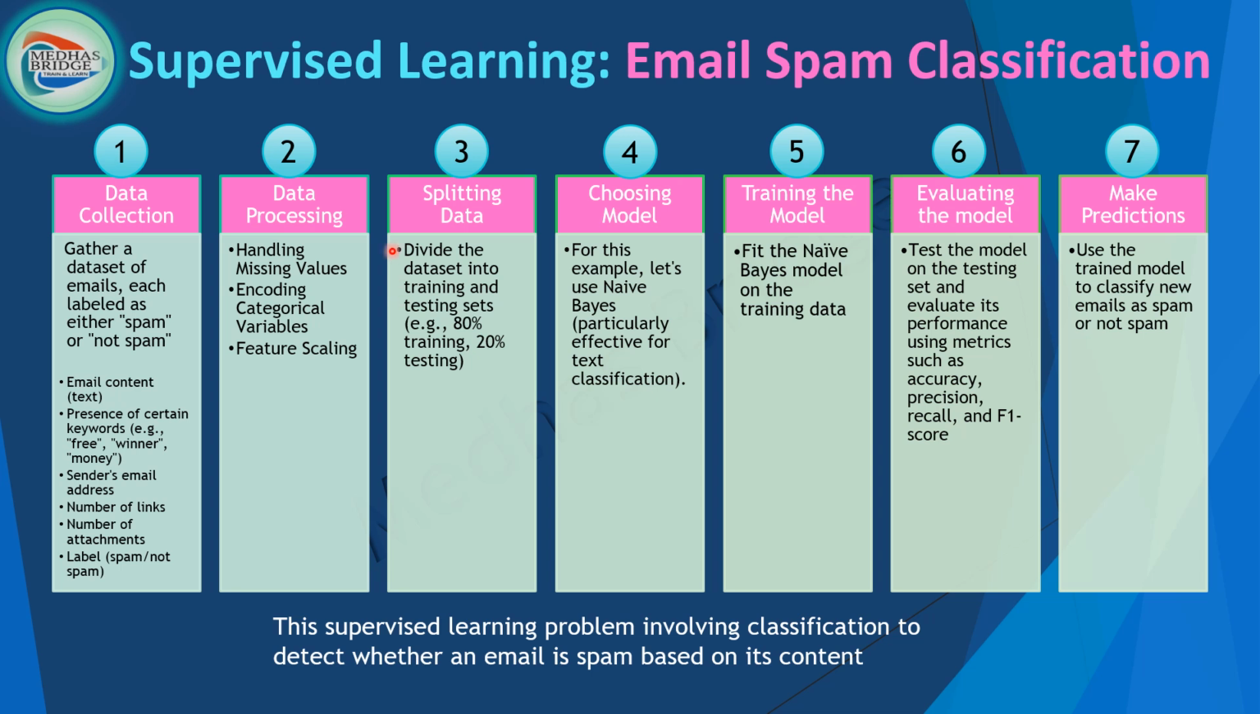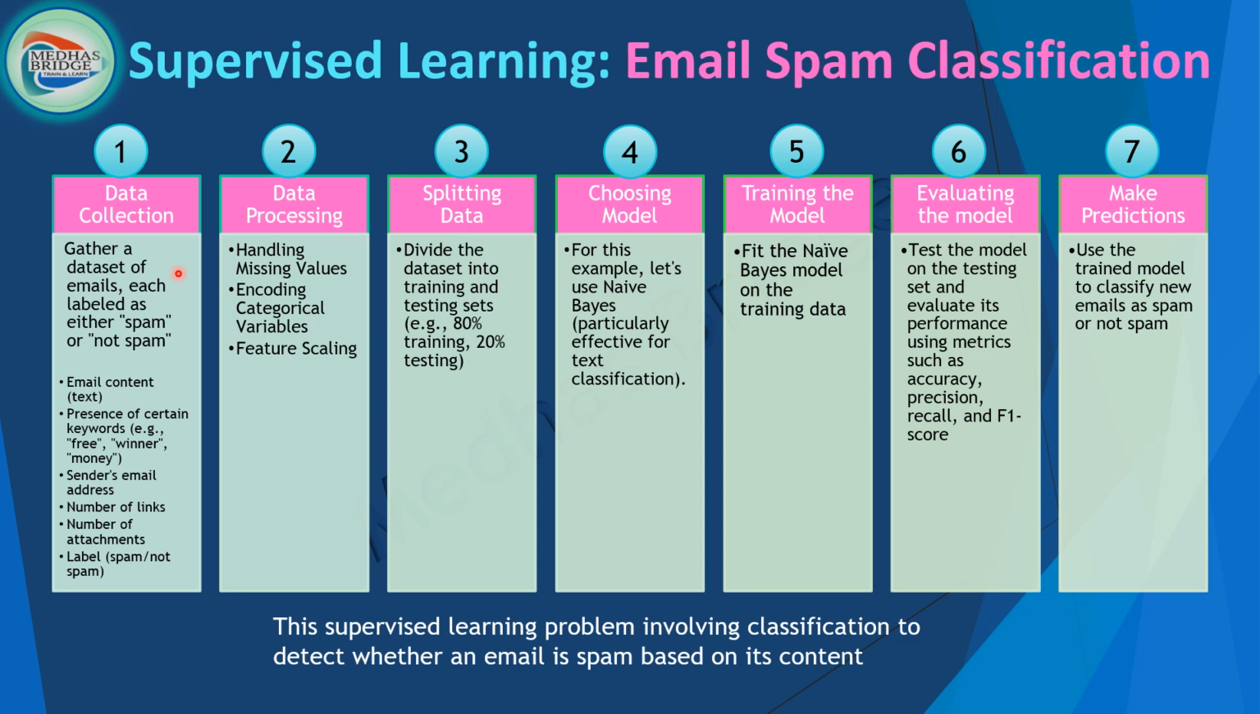Now let's look at the detailed process flow steps which we use in supervised learning for classifying an email as spam or not. So you remember all these steps: data collection, data processing, splitting data, choosing model, training the model, evaluating the model, make predictions. Let's look at each step in detail. In the data collection step, we gather the dataset of emails. Each email is labeled either spam or not spam, right? That is how you are collecting the data.